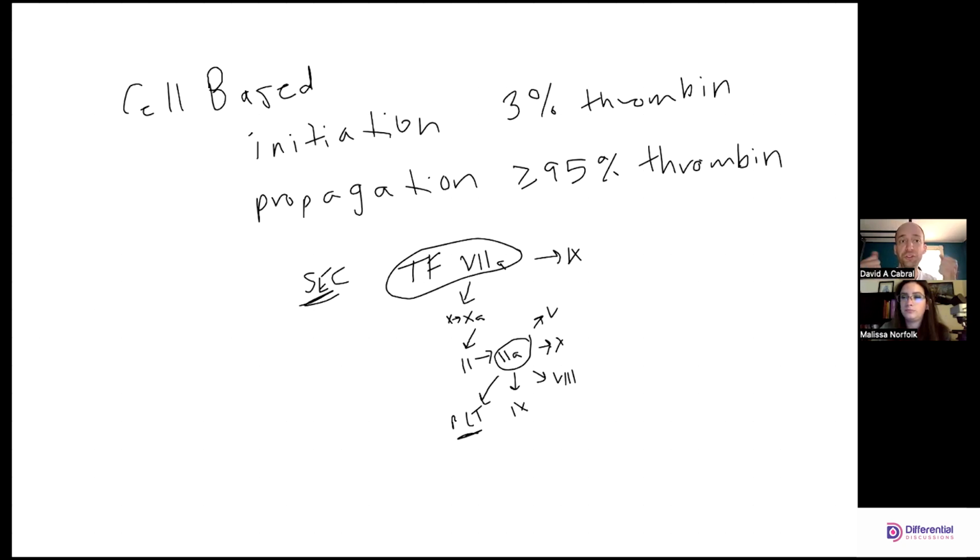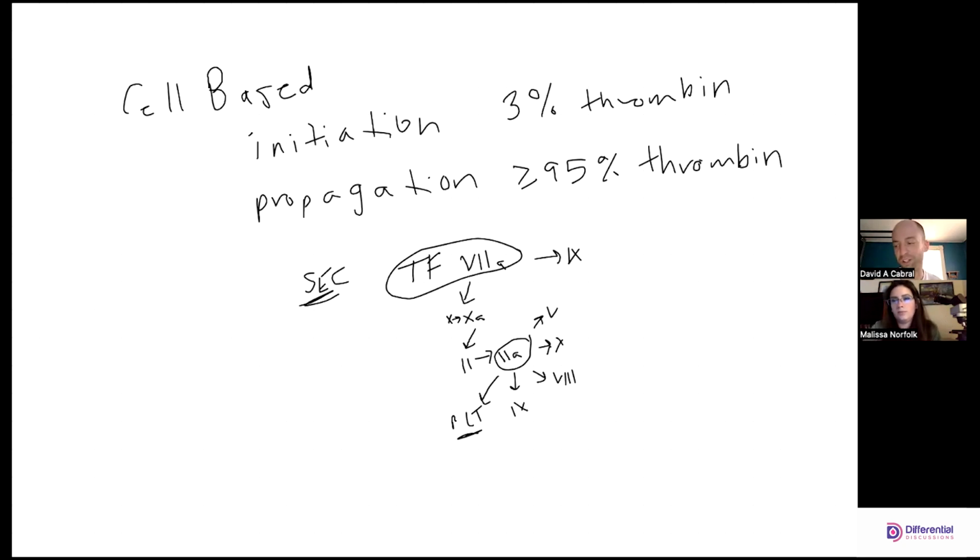So now these are two different tools that you have in your toolbox, right? Are you interpreting testing? You're going to use the coag cascade. Are you interpreting physiological effect, looking at how it affects the person day to day and physiologically? You use the cell-based model to think about that.